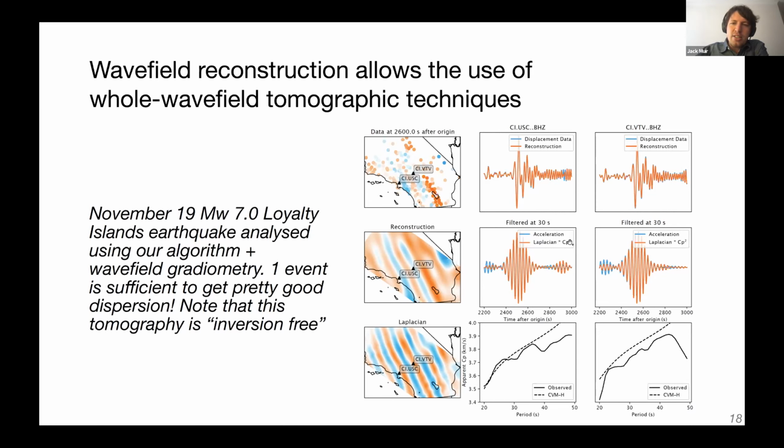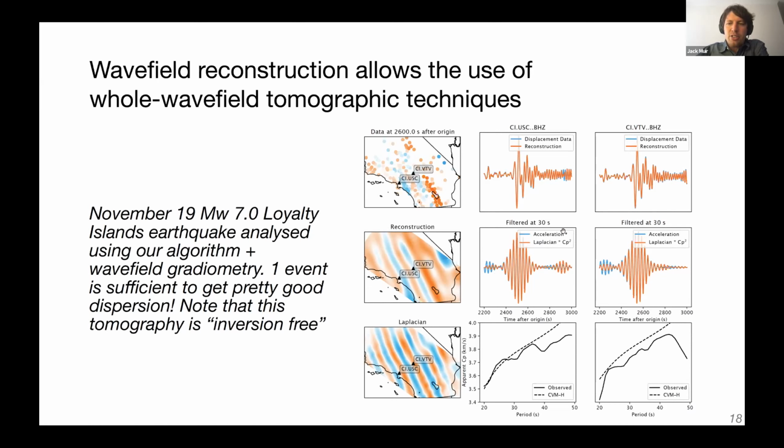So this is essentially assuming that the wave field obeys the acoustic wave equation, which is true for surface waves propagating, or single mode surface waves propagating across the array, which is what this is. This is the Rayleigh wave propagating across Southern California. And they fit extremely well. So the method is actually working quite nicely.